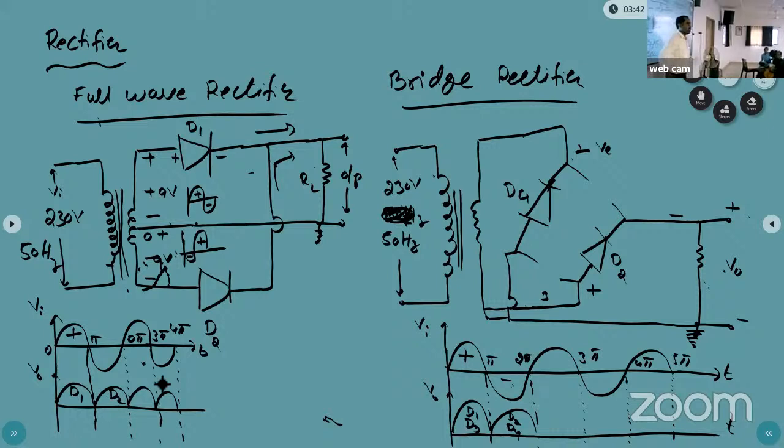Finally, which one is costlier? Full wave or bridge? Full wave.